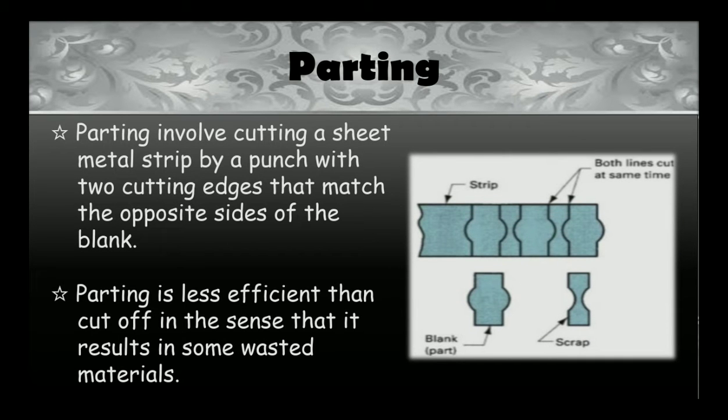Parting. Parting involves cutting a sheet metal strip by a punch with two cutting edges that match the opposite sides of the blank, as shown in the figure. So this might be required because the part outline has an irregular shape that precludes perfect nesting of the blanks on the strip. Parting is less efficient than cut-off in the sense that it results in some wasted material.